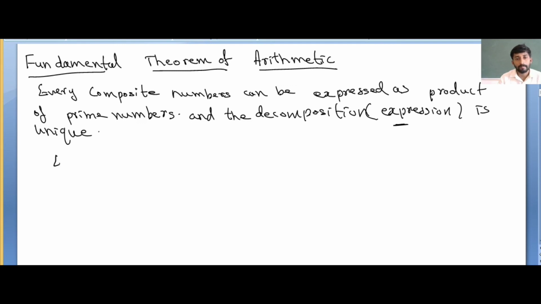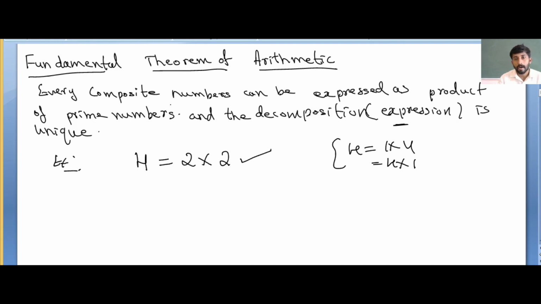For example, take one composite number. I'll start from the lowest number. Suppose I'm taking 4. We know 4 can be written as 2 into 2. We know 4 can be written as 1 into 4 as well as 4 into 1. Then why am I taking 2 into 2? Because the theorem says composite numbers can be expressed as a product of prime numbers. While writing the product, you need to take prime numbers.